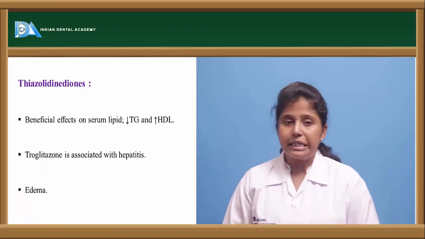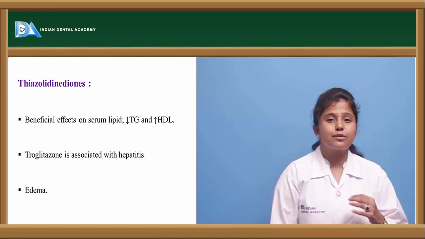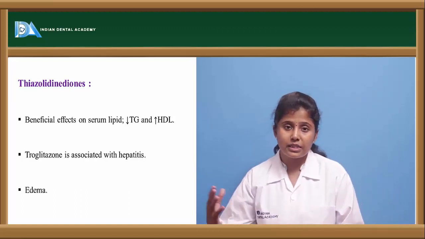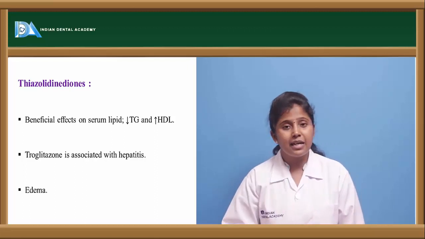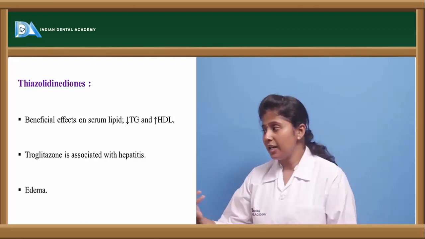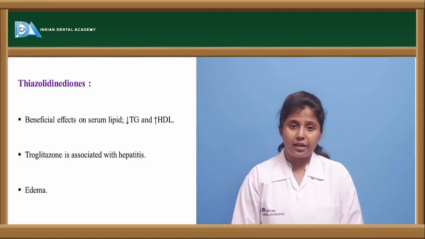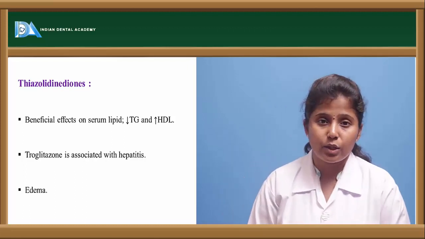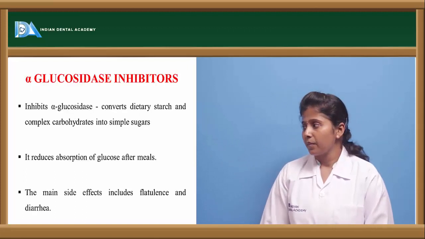These thiazolidinediones decrease the triglyceride levels as well as the serum lipids. So this is a characteristic feature of these thiazolidinediones. They decrease the triglycerides as well as LDL levels, but they increase the HDL levels. And troglitazone, the drug which comes under this category of thiazolidinediones, is associated with hepatitis. So on long-term usage, it may cause hepatitis and edema.